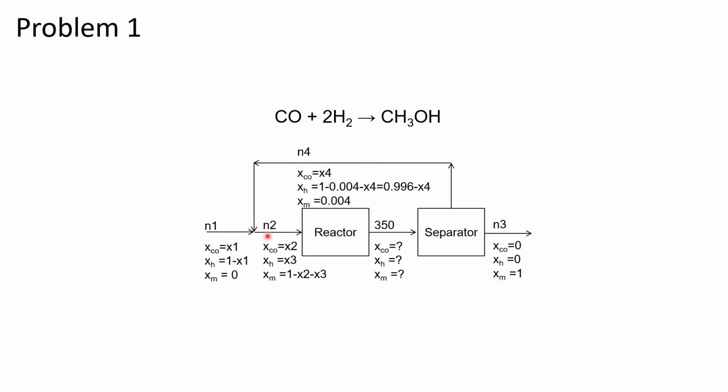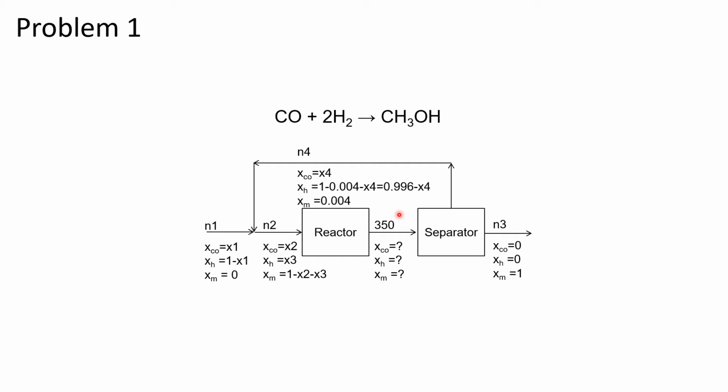After mixing with this recycle stream, we produce a stream with unknown flow, N2, and the composition of CO is unknown, which we'll represent by the variable X2. The composition of hydrogen is unknown, and we represent that by X3. And we know that the sum of these has to add up to 1, so the composition of methanol is just 1 minus the other 2.